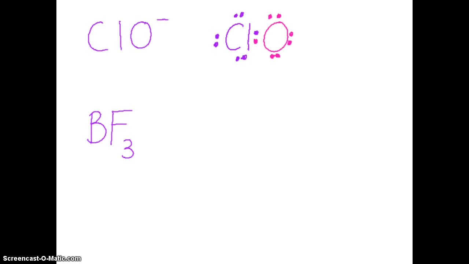And now I have 8 electrons around the chlorine, 2, 4, 6, 8, and 8 electrons around the oxygen, 2, 4, 6, 8. So this is correct, but I really should tell everybody that I drew an ion. So I'm going to put brackets around it and give it a minus charge. All right? So there is the Lewis dot for the hypochlorite ion.